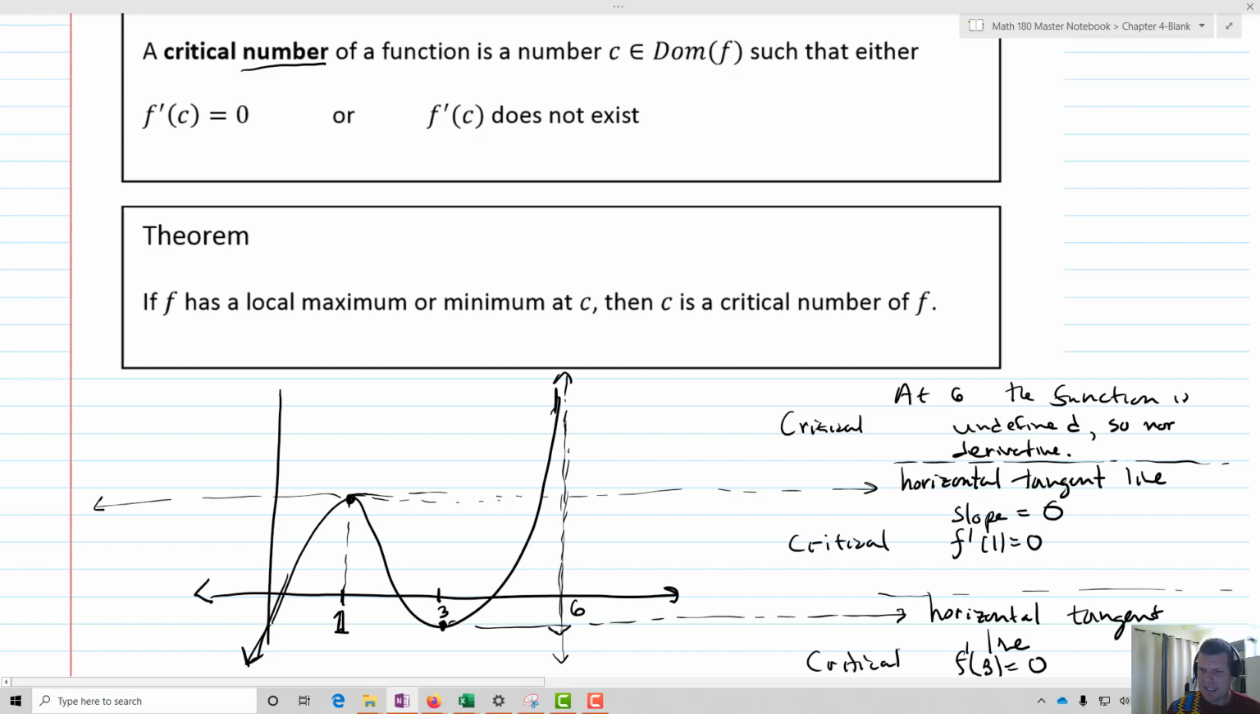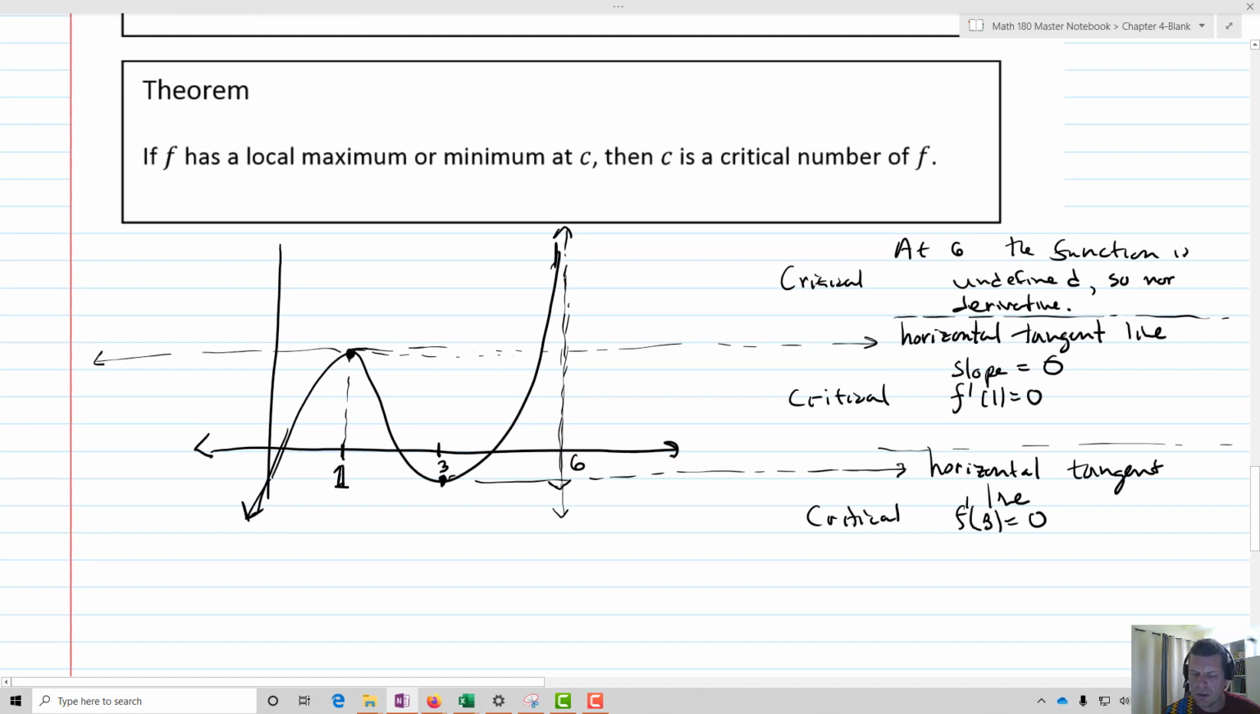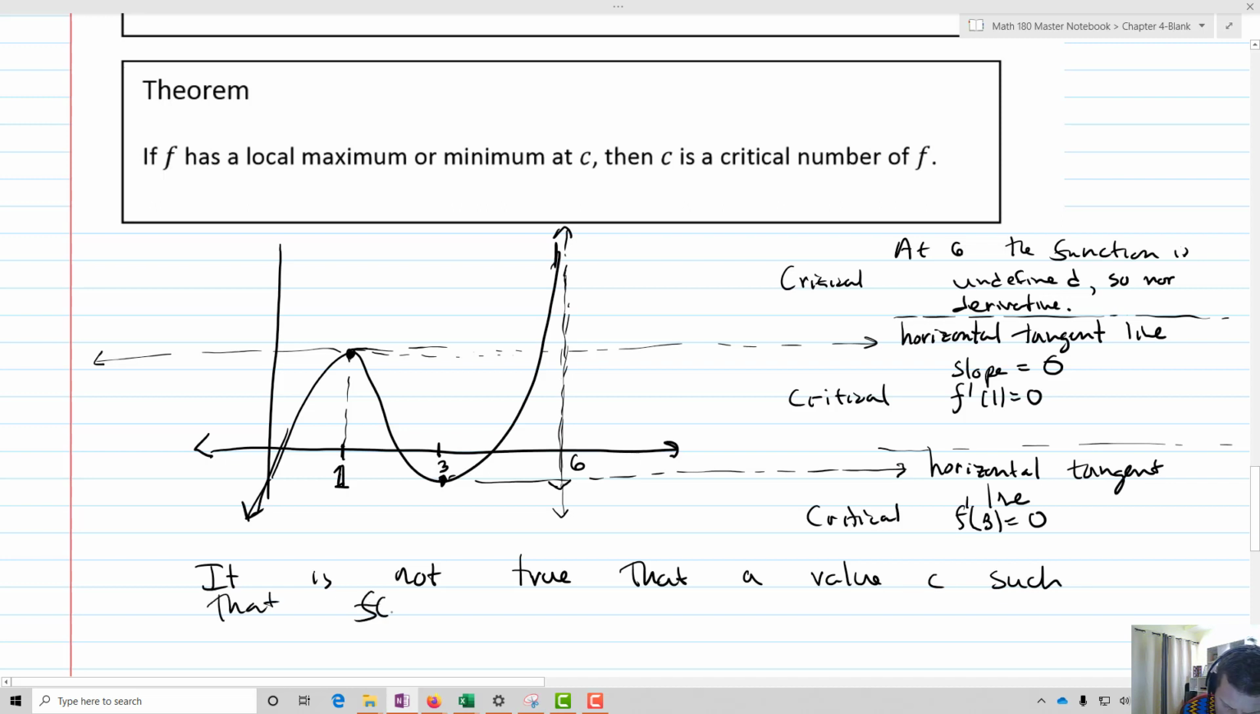Now we kind of got an idea that if we happen to have relative extrema, okay, their derivative is going to end up equaling 0, right? And so consequently, local minimums and local maximums, their critical numbers, excuse me, their derivatives will equal 0. However, it is not true, okay? It is not true that a value c such that f prime of c equals 0 is always a relative extrema.